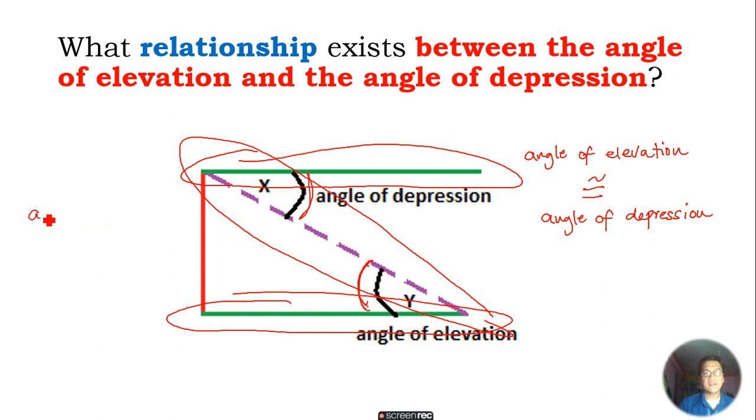They are called alternate interior angles. And what do we say about alternate interior angles? We say that all alternate interior angles are congruent. So that is the reason behind why the angle of depression is equal to the angle of elevation.